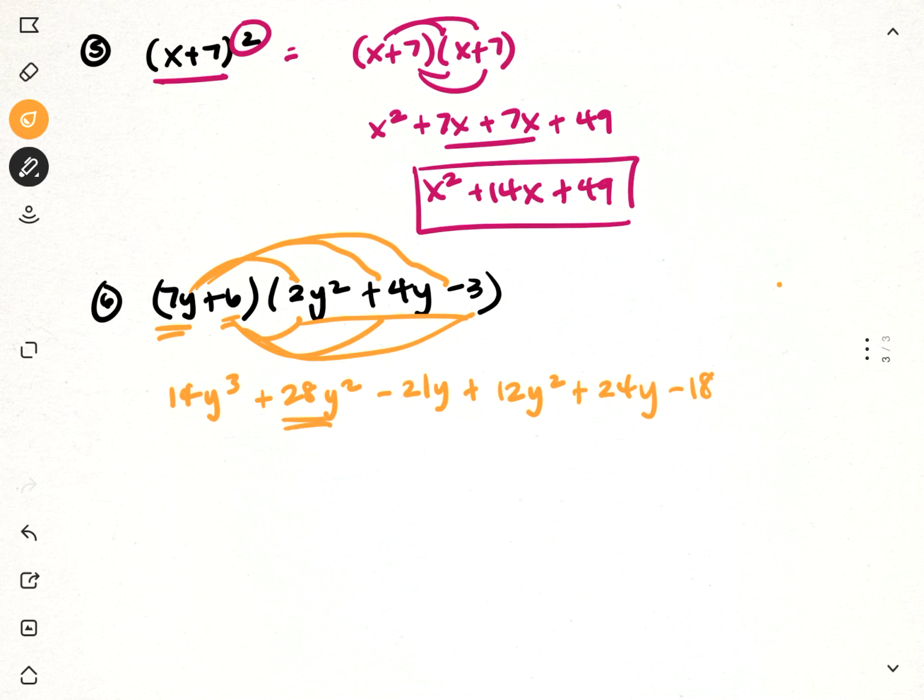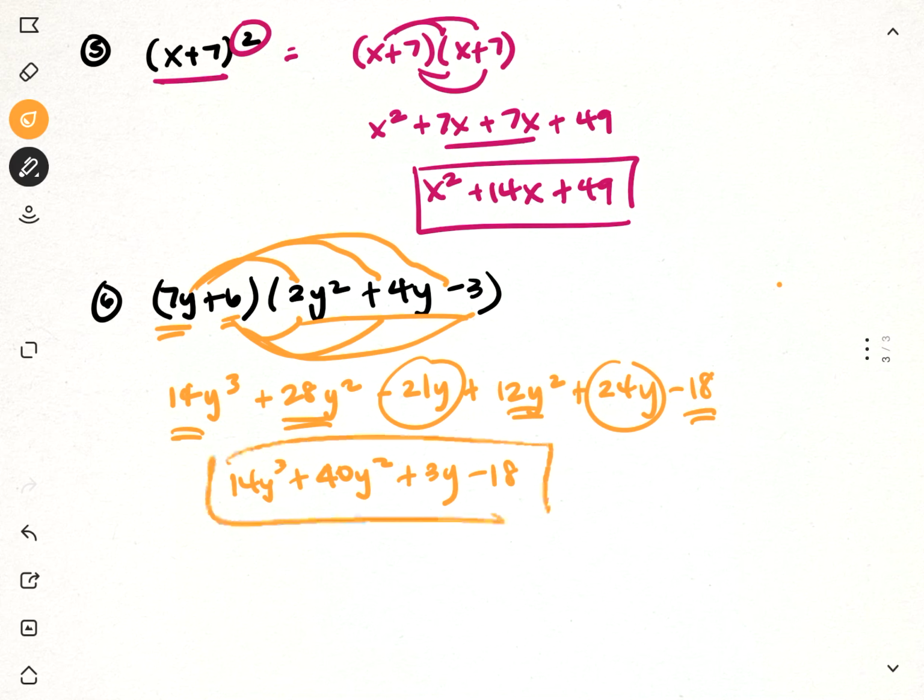Now, for this one, we have 2 sets of like terms. We have 28y squared and 12y squared. We're adding them. So that's going to give us 40y squared. Then we have negative 21y and 24y. So when we add those up, we get positive 3y. And then we have our 18 and our 14y cubed at the ends.